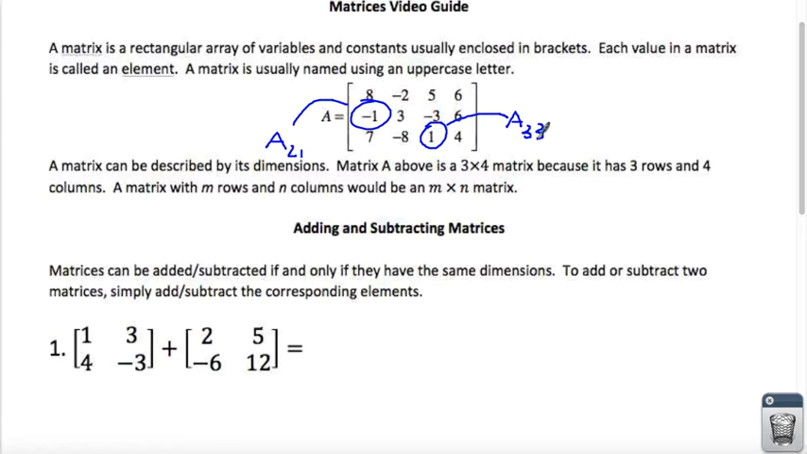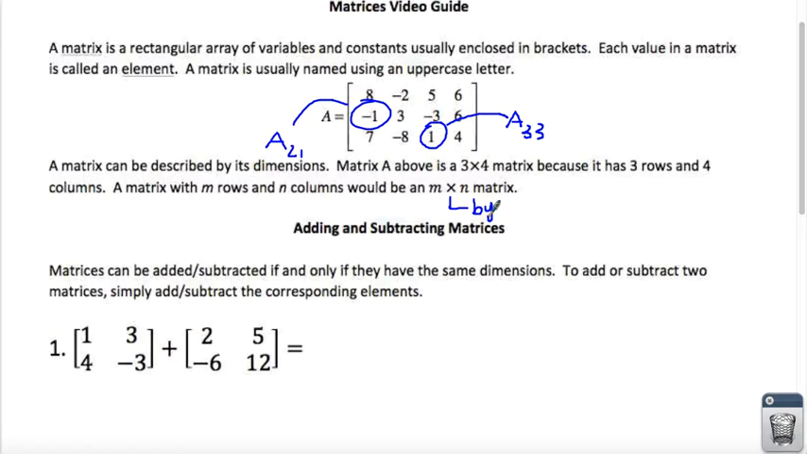So a matrix can be described by its dimensions. This is a 3 by 4 matrix because it has 3 rows and 4 columns. If it had m rows and n columns, it would be an m by n matrix. Notice I pronounce the multiply sign as "by".